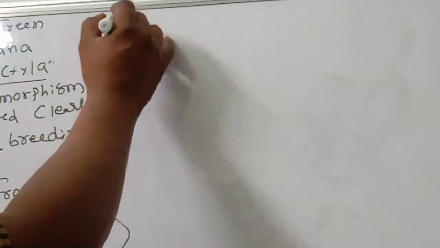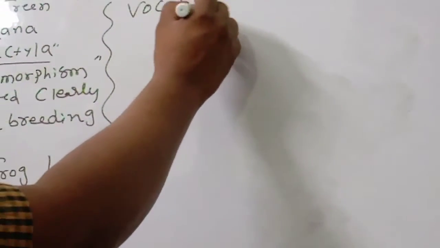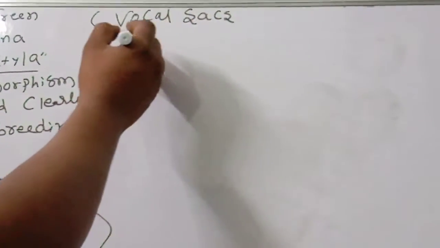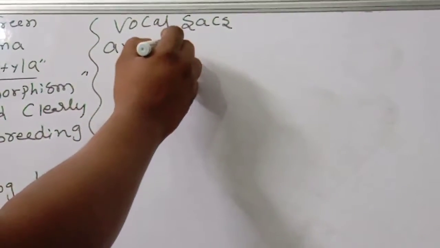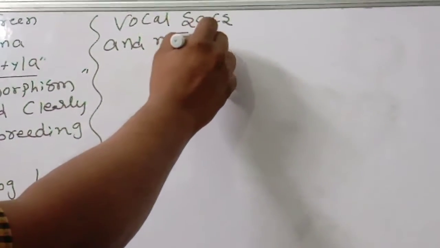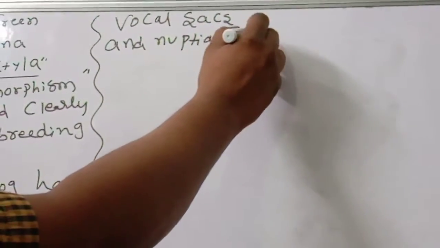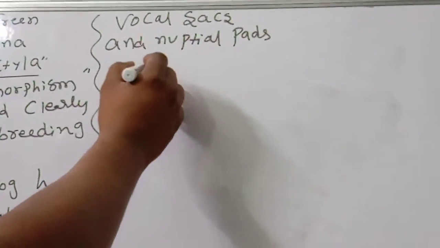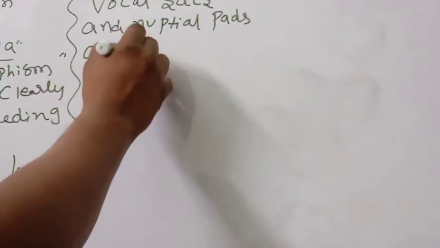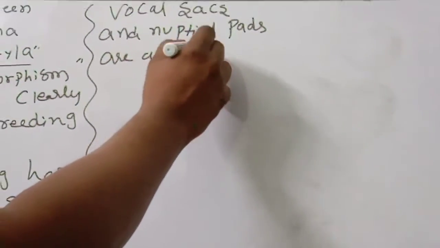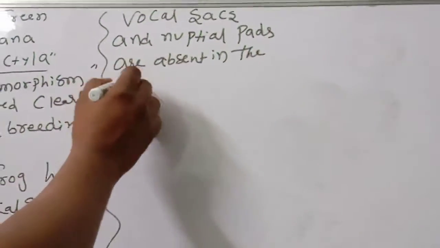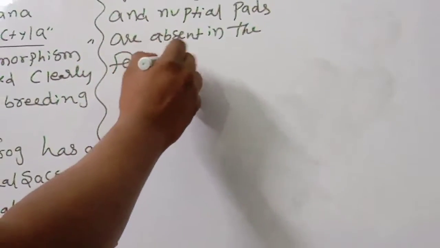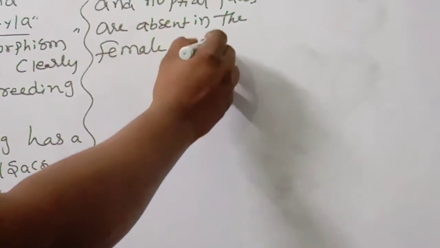Next, vocal sacs and nuptial pads are absent in the female frogs. In the female frogs they are absent.